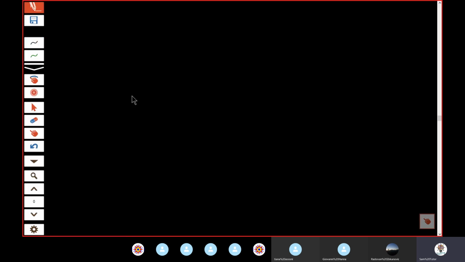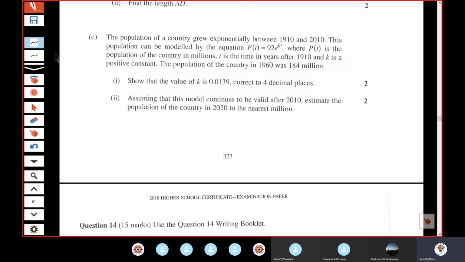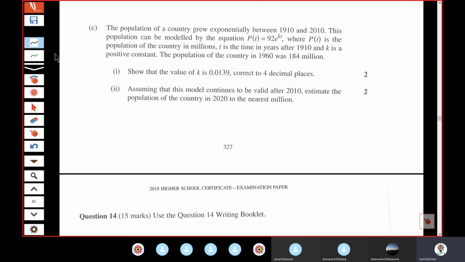Exponentials. Yes, definitely. Take your time again, have a read. Put in everything you know. I'll give you guys a minute.